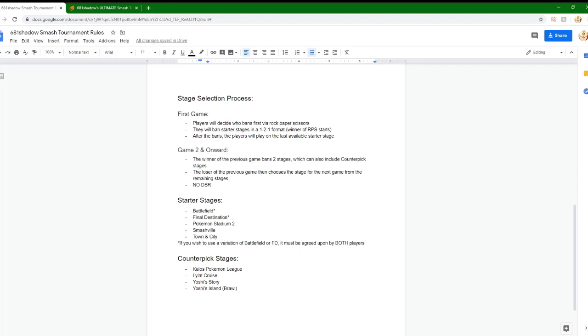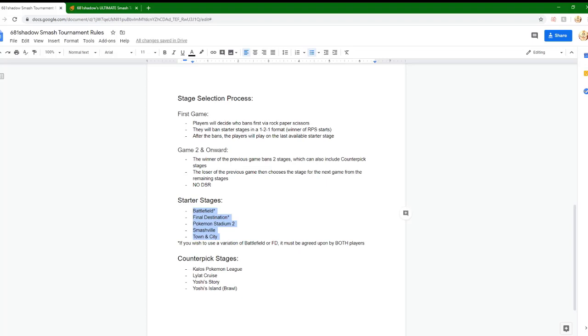So the way it's going to work is that for game one of your set, players will decide who will ban stages first via rock paper scissors or another method of your choice. Rock paper scissors is just the norm. Then the way this banning will work is that you have these starter stages down here, which are Battlefield, Final Destination, Pokemon Stadium 2, Smashville, and Town and City.